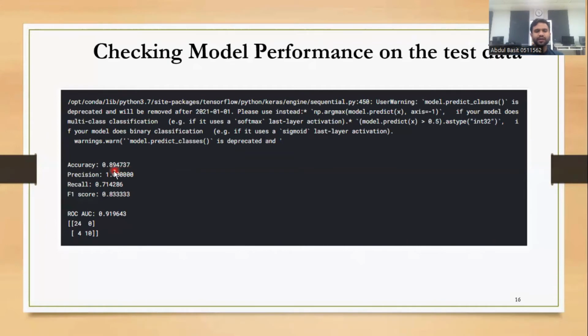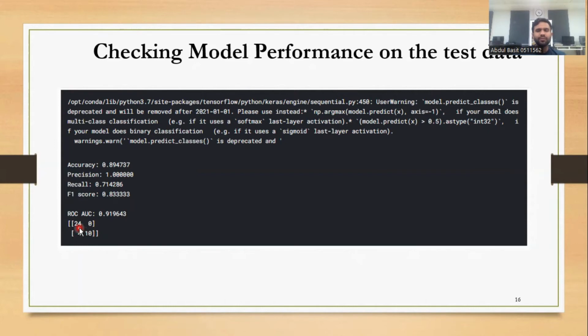Around 89% accuracy of the model, and the precision for the model was 1. The recall score of our model was 71%. The F1 score was around 84%. And this is the AUC ROC curve of our model, and it was 0.91, around 91%. And this is the confusion matrix for our model.